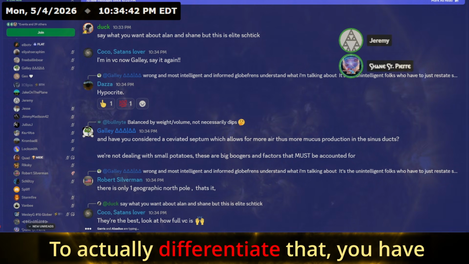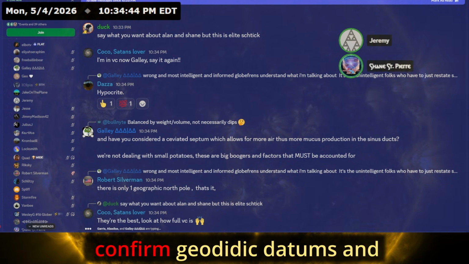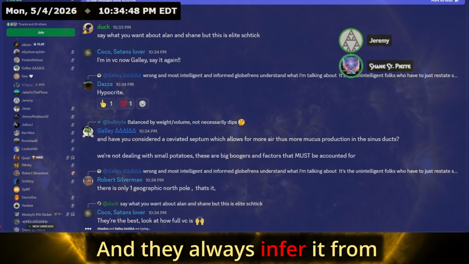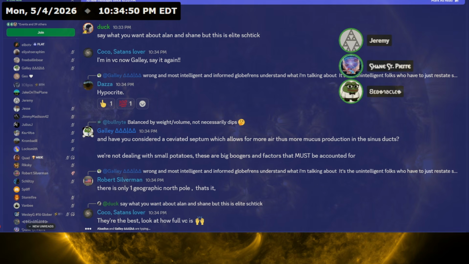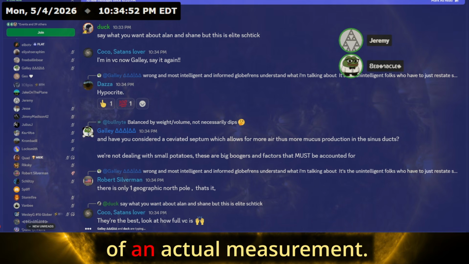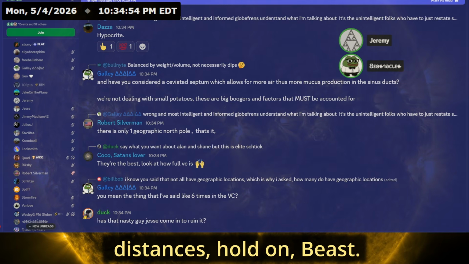To actually differentiate that, you have to go into how they confirm geodetic datums and how you measure meridian arcs, and they always infer it from astronomical latitude anyway. They do a little bit of actual measurement. If you have ground distances, hold on, Beast.